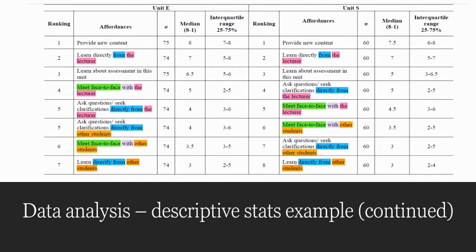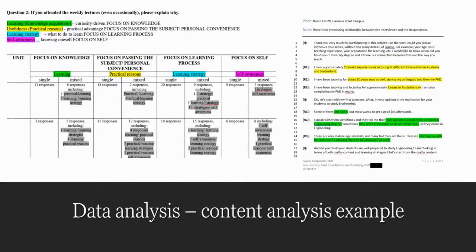So for example, when we have the lecture, the lecture affords providing new content, learning directly from the lecturer, learning about assessment, meeting face-to-face with the lecturer. So you see, I just broke it down into discrete elements, and I wanted to see whether there was a difference between the units, and then whether I also investigated whether there was a difference in perception and uptake of these affordances between students and the academic staff's perception.